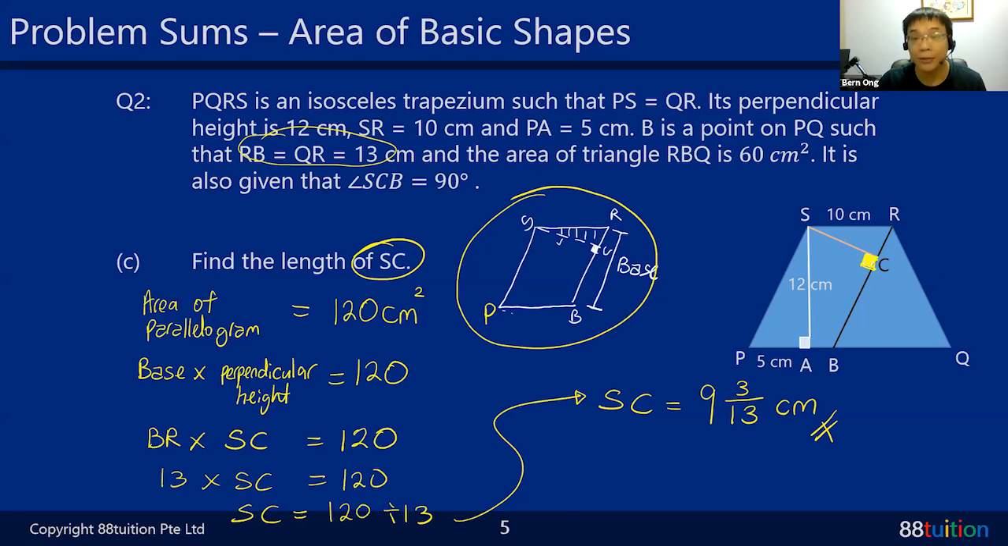So down here you can give it as a fraction. Always give it as a fraction. Why? Fraction is the most exact answer. So that's the answer: 9 and 3 over 13 centimeter. That's your SC. So learn how to form your own equation.